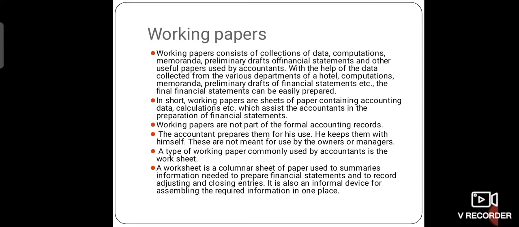A type of working paper commonly used by accountants is the worksheet. A worksheet is a columnar sheet of paper used to summarize information needed to prepare financial statements and to record adjusting and closing entries. It's also an informal device for assembling the required information in one place. So, a worksheet means a columnar sheet of paper used to summarize information needed to prepare financial statements.